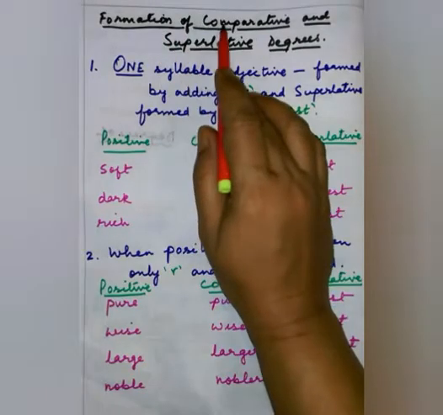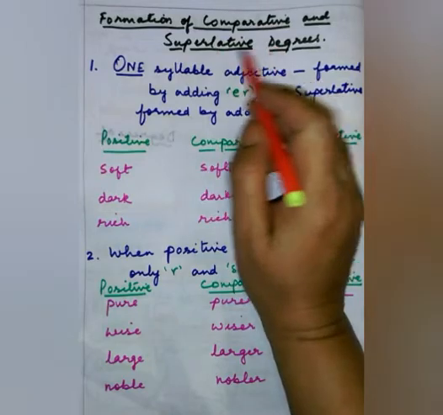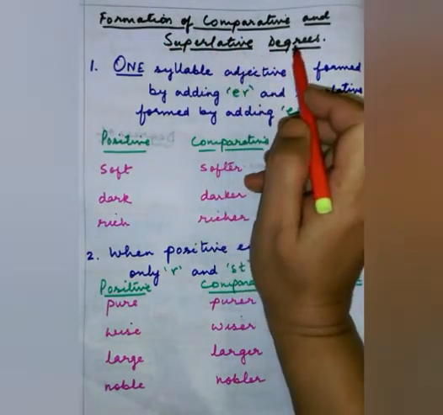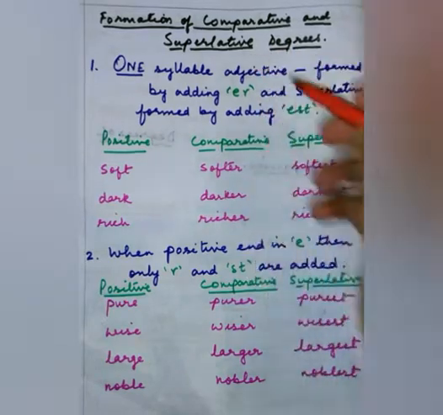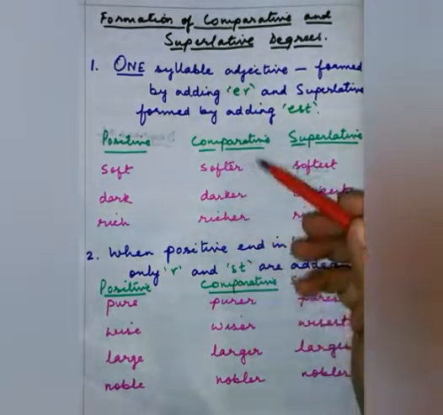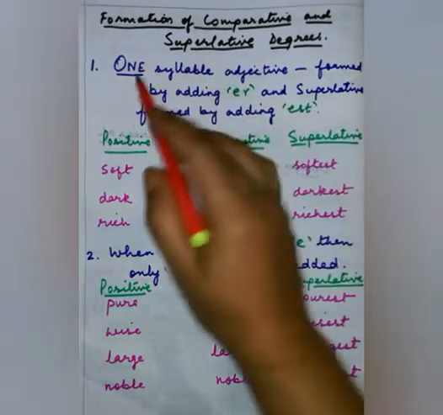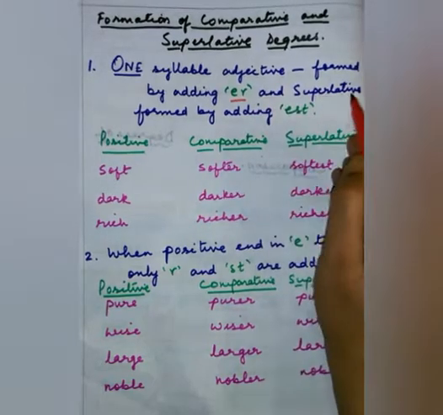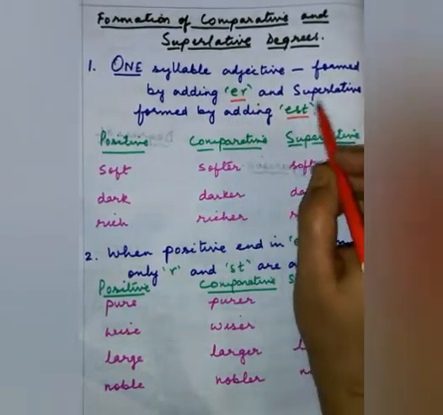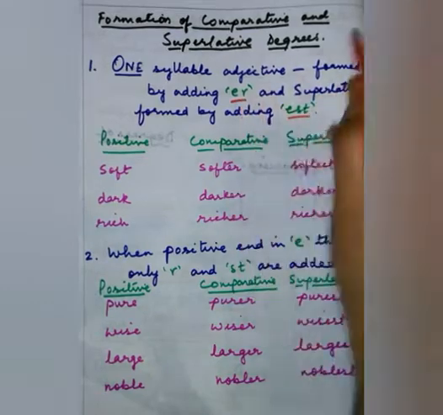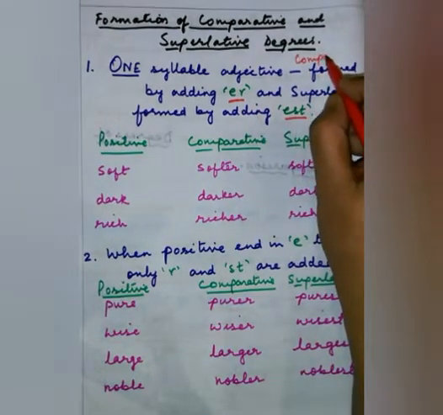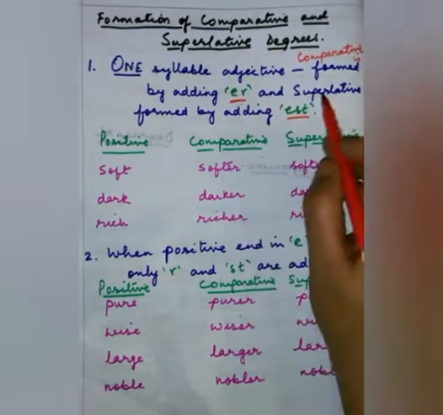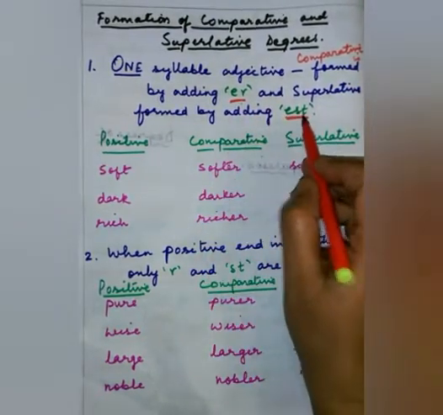The formation of comparative and superlative degrees. How will we form comparative and superlative degrees? There are many types, but today I am going to take only 2 kinds. Now, for a one syllable adjective, comparative is formed by adding er and superlative is formed by adding est.